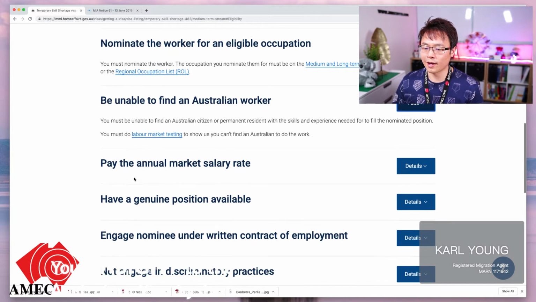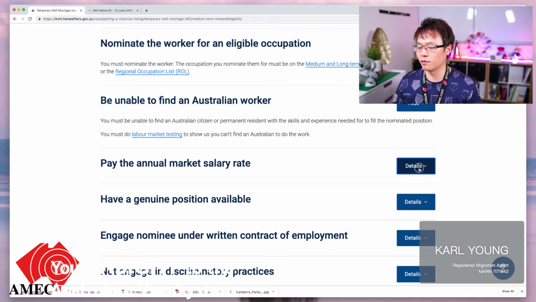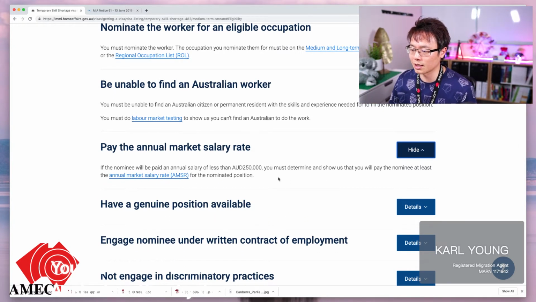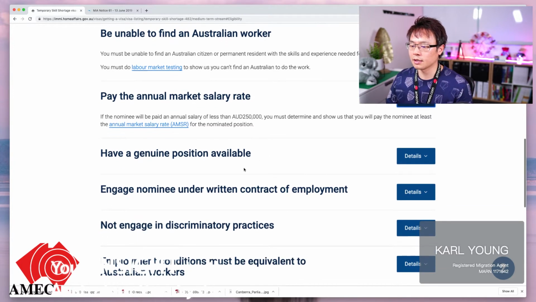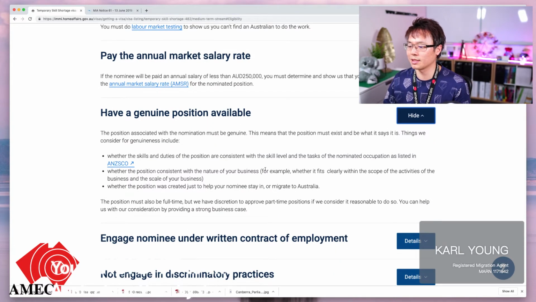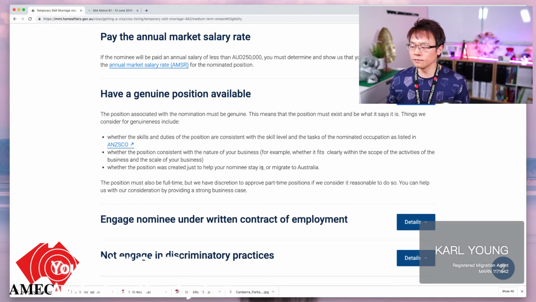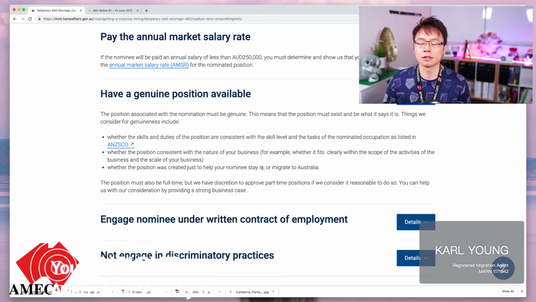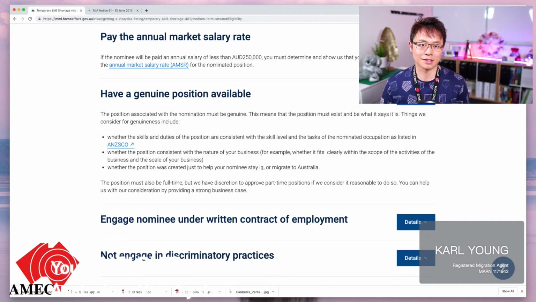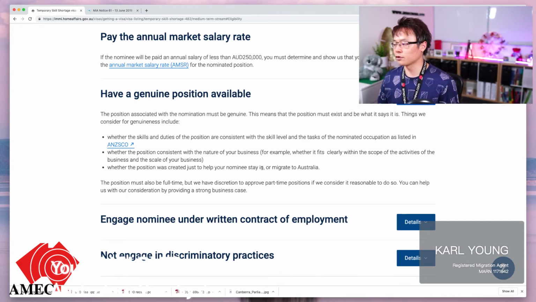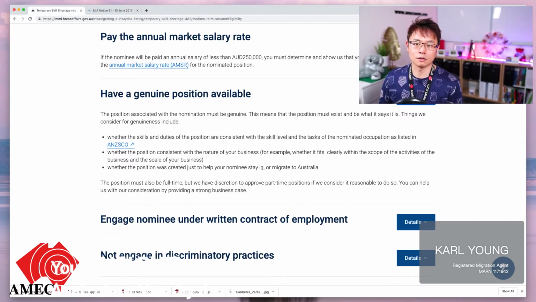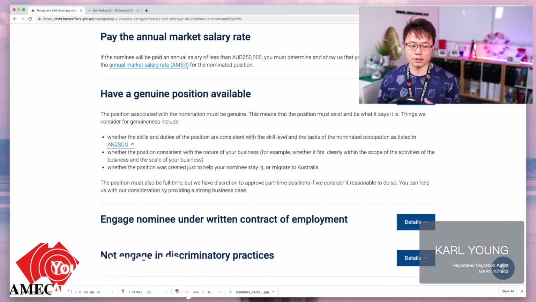Okay, now the fourth category is paying the annual market salary rate. So it's pretty common. You cannot do a low pay and things like that. And the fifth one, genuine position available. So what does that mean? It means that it's not a position created for the sole purpose of just getting someone a visa. So you have to show that the position has existed in past records, and you just suddenly cannot find someone to fill it.